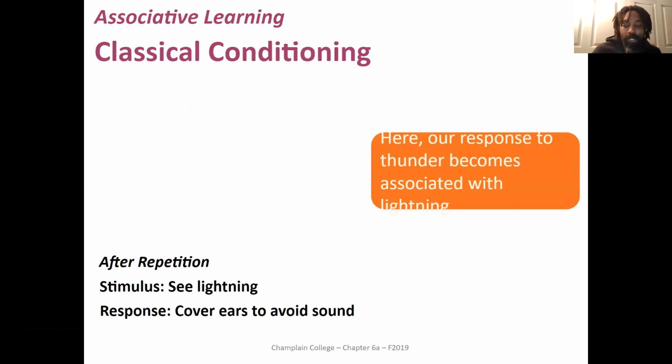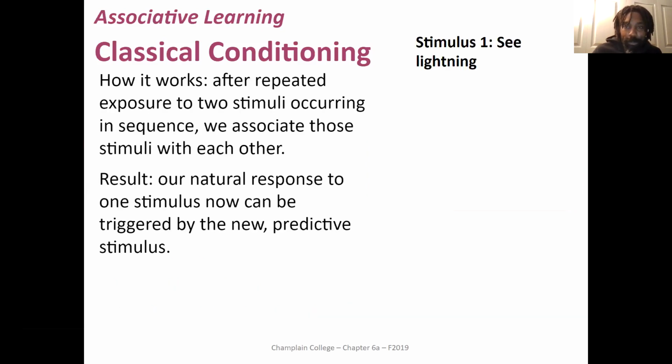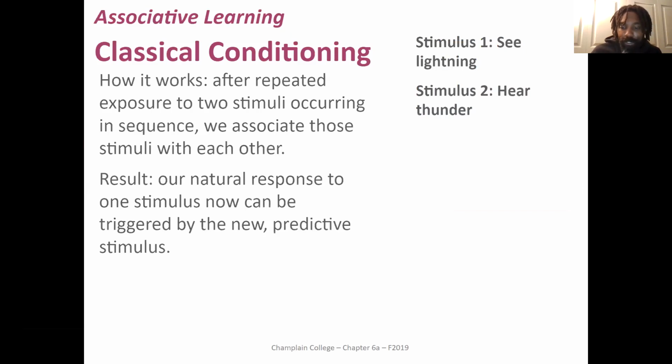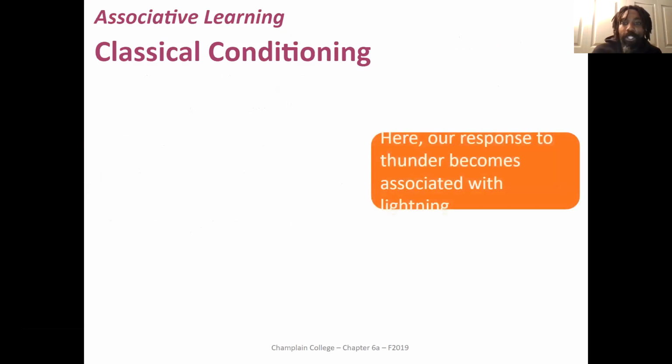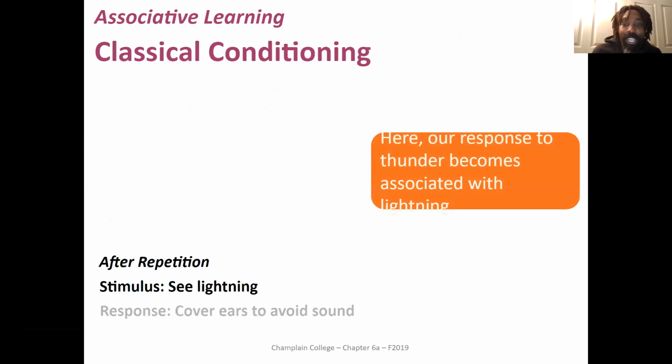So let's just go back as this seems to be moving quickly. Stimulus 1, you see lightning. Stimulus 2, you hear thunder. Okay. Here, our response to thunder becomes associated with lightning. After repetition, the stimulus, seeing lightning, and the response, covering ears to avoid sound.